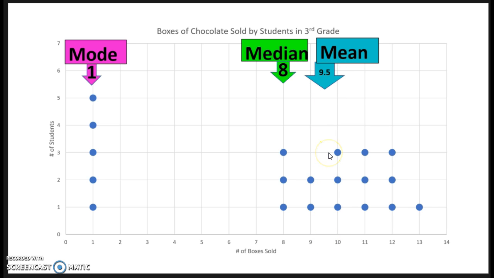This seems to be in the middle of the majority of the data points. As well as if I count on this to the left of the mean, I'll find that there are 10 data points. And if you were to count all of these data points to the right of the mean, you'd also find 10. So it seems that the mean would be the best measure of what was typical for the student. So it was typical that a student would buy around 9.5 boxes of chocolate.